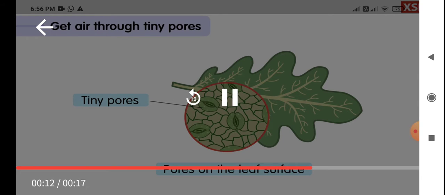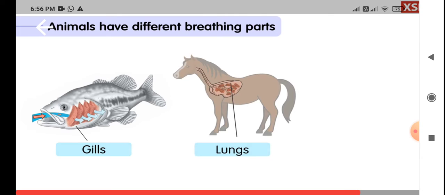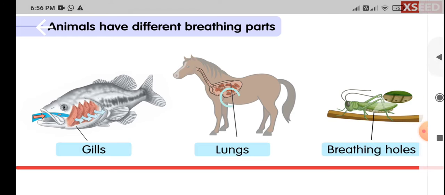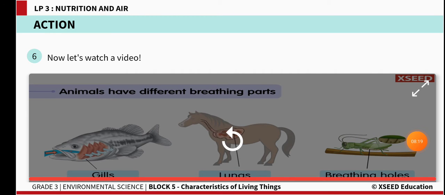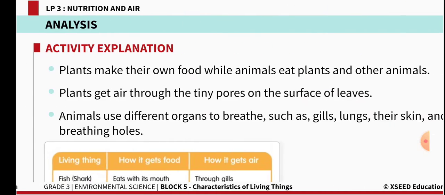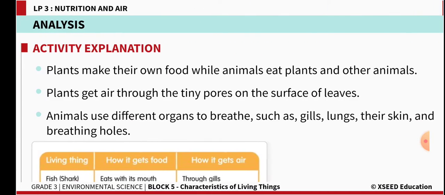Plants have pores on their leaves, and animals have different breathing parts. Understood, children? Animals are having different breathing parts. What do plants and animals use to get food and air? What are they using to get their food and air?